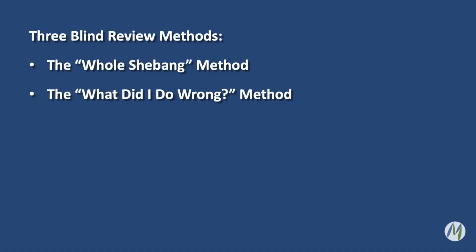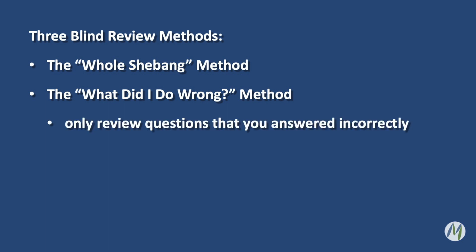A different way of doing a blind review is what I'm going to call the "what did I do wrong" approach. With this method, you would actually check answers after you finish your timed work and see which questions you answered incorrectly. And then you go back and review those questions, just the questions that you answered incorrectly. Ideally, you would still do this without knowing what the correct answer is to each question that you review. It's still going to be a blind review in that way.